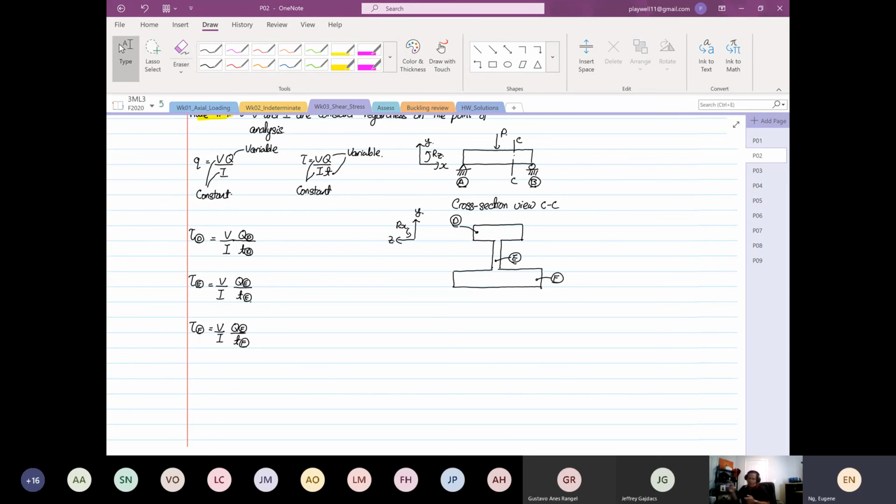The V over I are always a constant. You use the same V over I for point D, for point E, and for point F. What changes are your first moment of area at point D and the thickness at point D, the first moment of area at point E and the thickness at point E, and so on and so forth. So you have to really grasp this concept well. Again, if not, you can get really confused in this aspect.